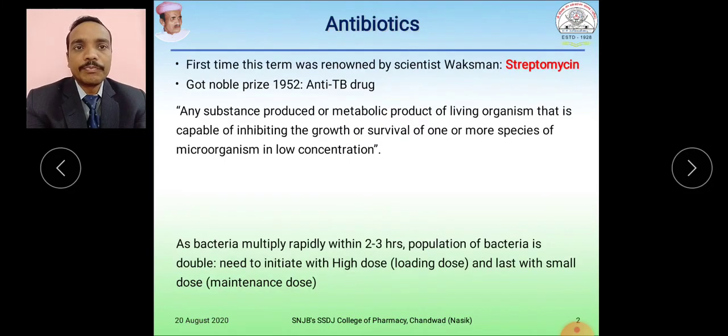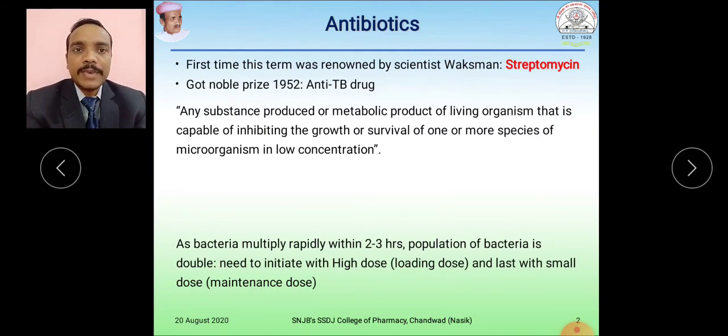In this session, we are going to discuss antibiotics and, in detail, penicillin. The term antibiotics was first coined by the scientist Waksman for the discovery of streptomycin. This antibiotic was used in 1952 for anti-tubercular action, and the scientist got the Nobel Prize for this discovery.